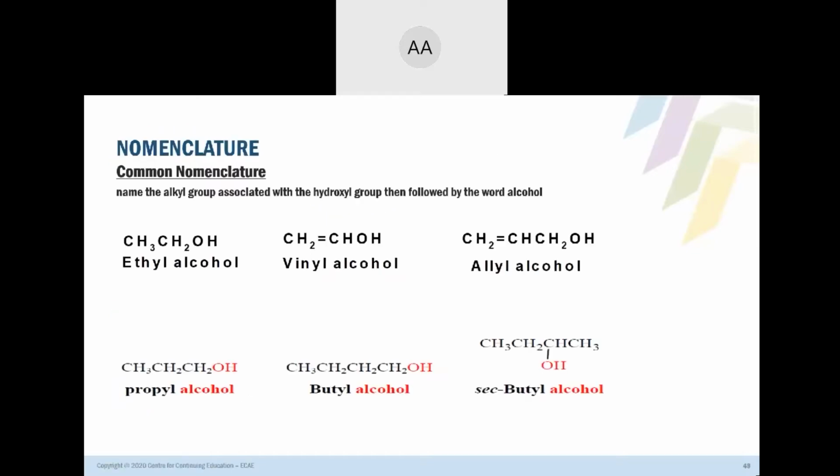So let's think about nomenclature now. Can you name the alkyl group associated with the hydroxyl group, then followed by the word alcohol? So let's have a look. Example 1, CH3CH2OH. That's right, ethyl alcohol. Then we've got a carbon double bond, so we get a vinyl alcohol. We've got a 3 carbon chain with a hydroxyl group next, an allyl alcohol. And if you look below, we can see the nomenclature and the naming function for propyl alcohol, butyl alcohol, and sec-butyl alcohol.